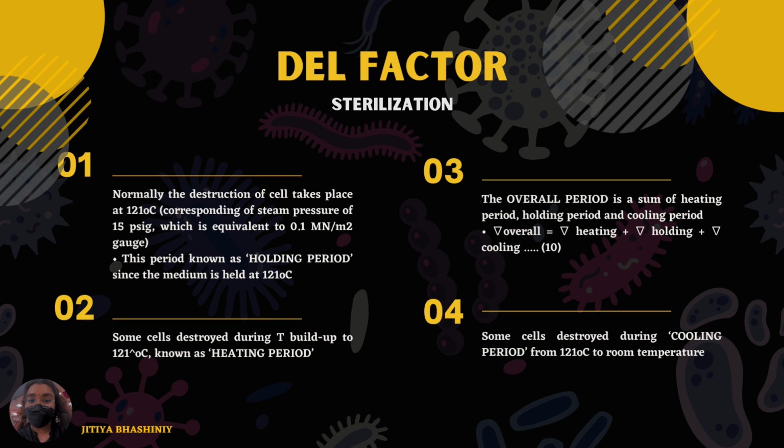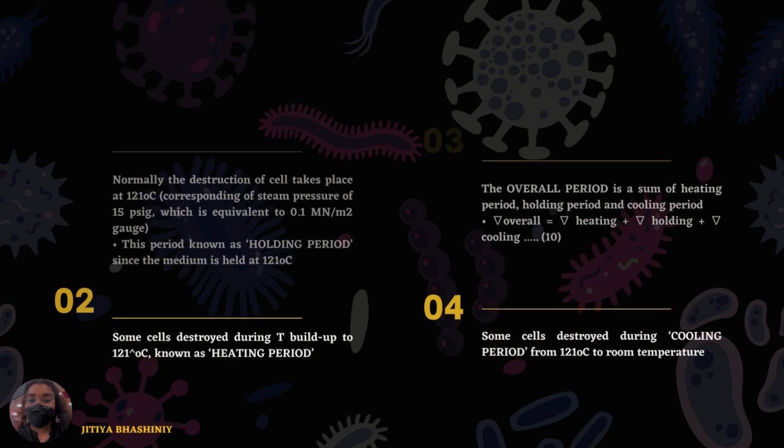The overall period, which is the sum of the heating period and the cooling period, gives us the equation: del overall equals del heating plus del holding, and lastly the combination of del cooling. So this gives you the last equation for the del factor. This is all about the del factor in this sterilization topic, and I hope you all understood everything.